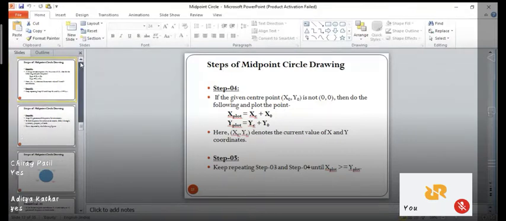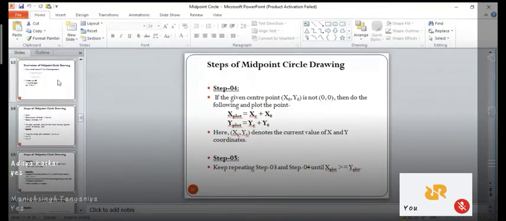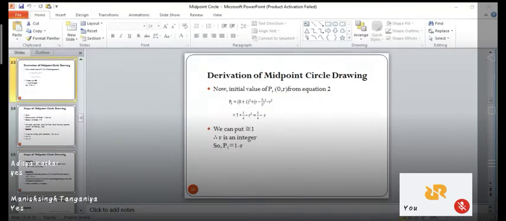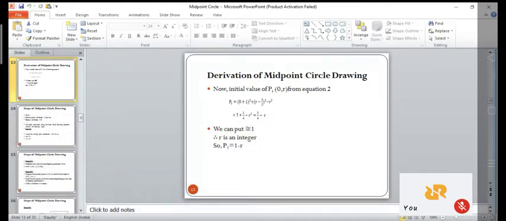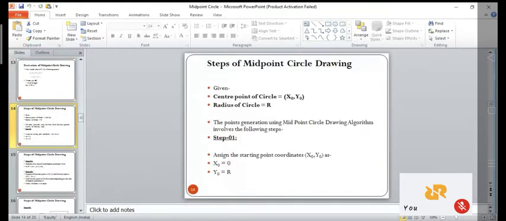Okay, so last time, I guess we have covered till derivation, right? So today we'll see the steps of the midpoint circle drawing algorithm. I'll just give a small gist of what we have covered in the last lecture.